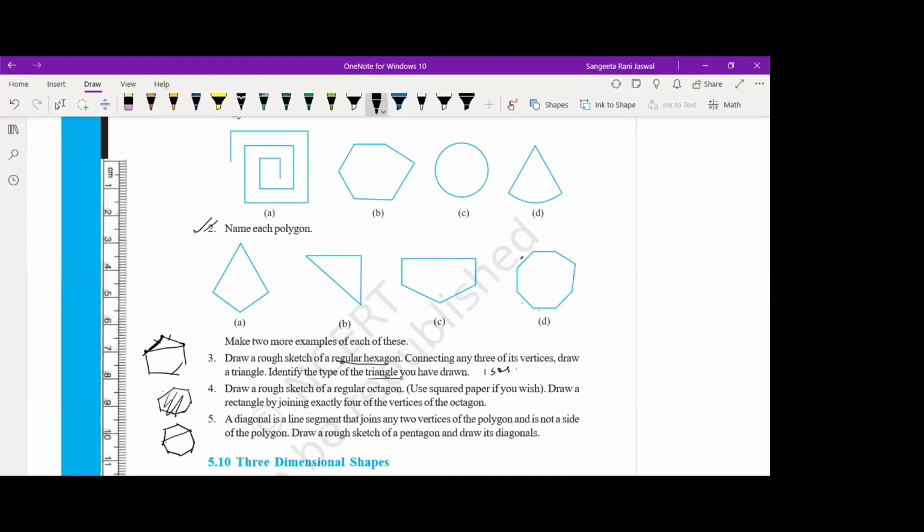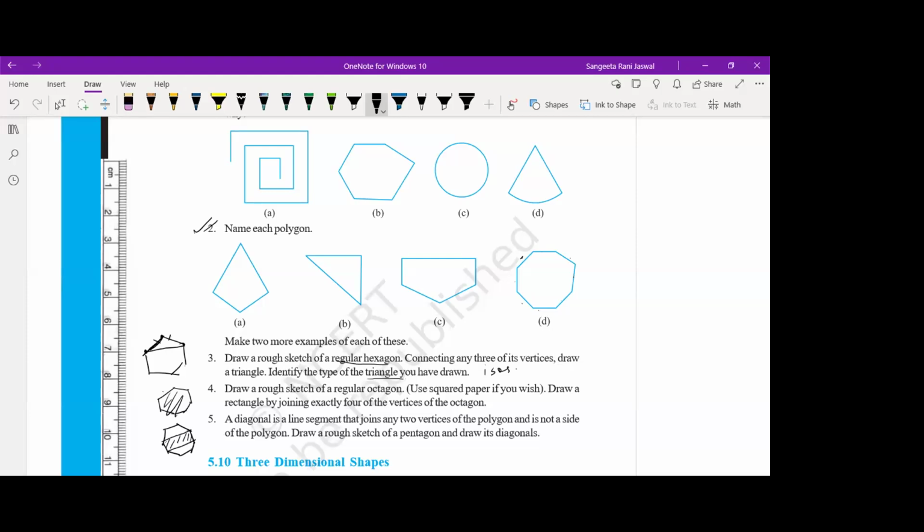2 more if I join like this, right? So if I join the 4 dots, draw a rectangle by joining exactly 4 of its vertices. Okay, so this is a rectangle I have got. Yes, good beta, good Shreyansh, very nice.